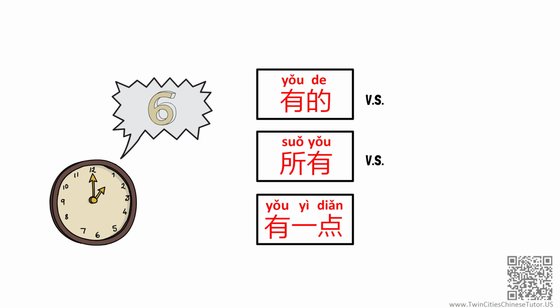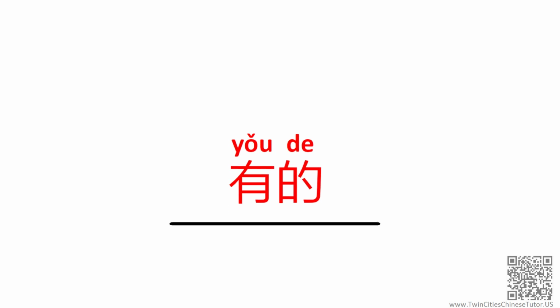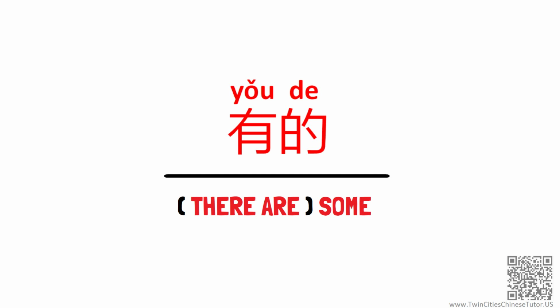Then we will take a step further and compare them with 一些, 都, and 一点. They're seemingly similar but grammatically different counterparts. Let's start. One of the most used 有 phrases in Chinese is the adjective 有的. It means there are some or just some.